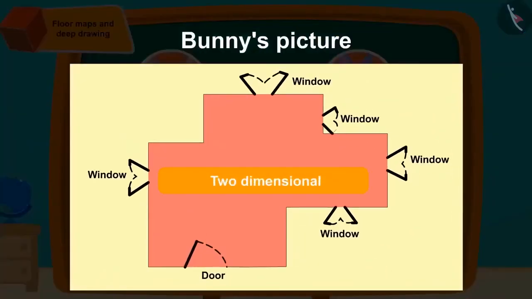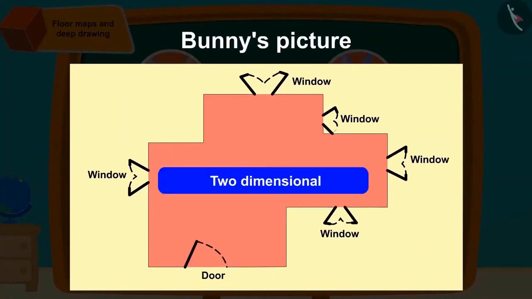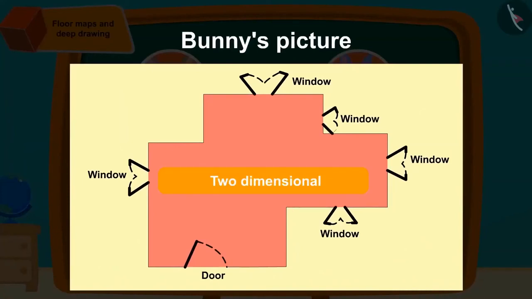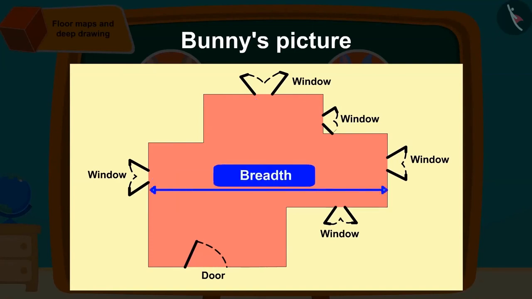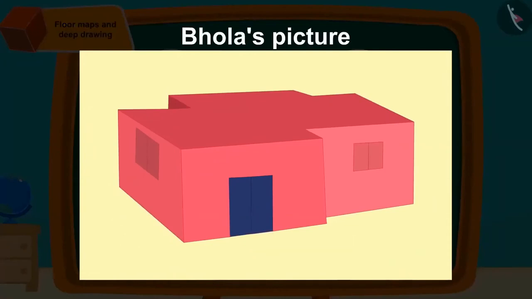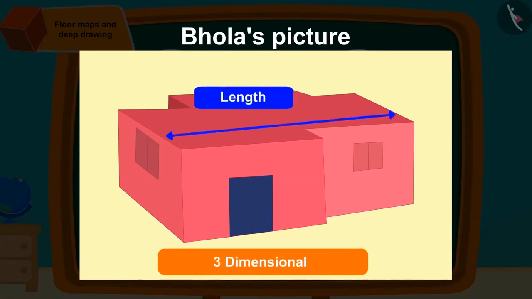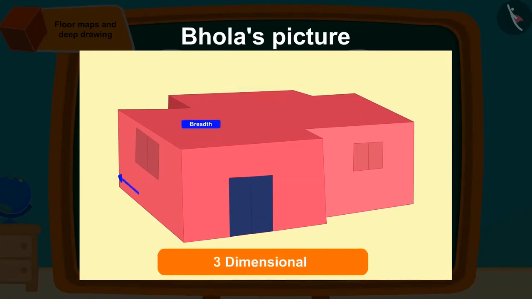Correct. The floor map that Bunny had made is a 2-dimensional figure which has only the length and the breadth of the room. That's why we cannot tell about the height of the room or the window. This portrait is depicting all 3 dimensions. In this, we can also see the length, breadth and depth of the room.